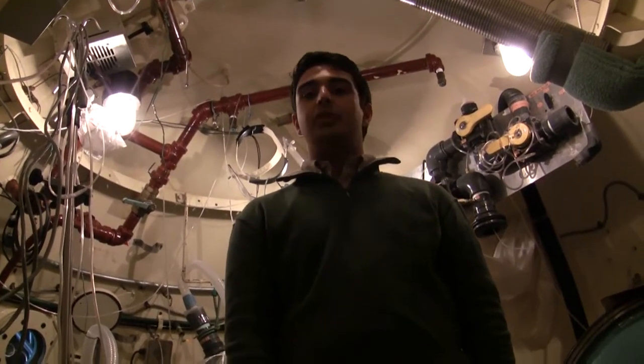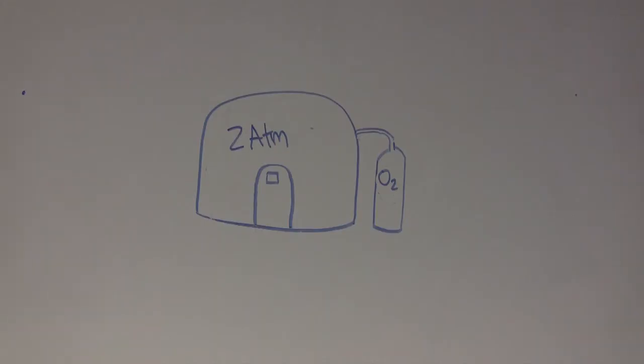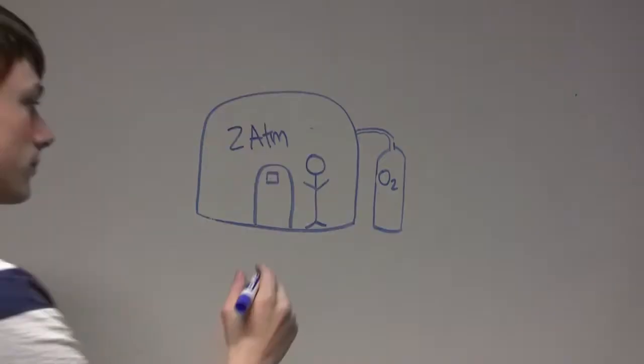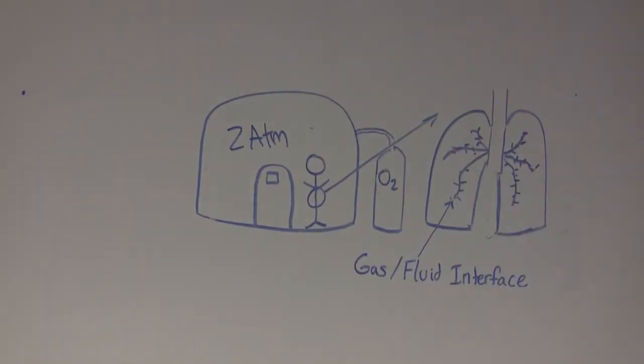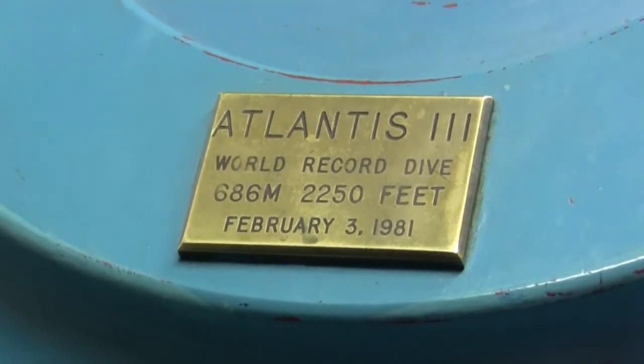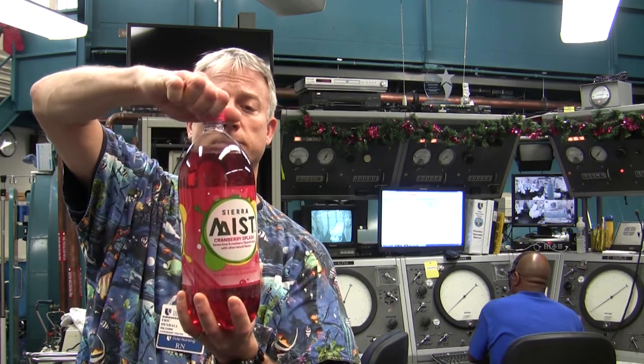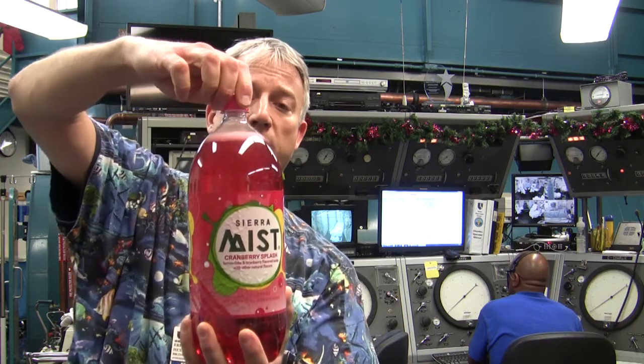Our typical treatment depth is 33 feet of seawater, so we put patients at twice atmospheric pressure, give them 100% oxygen, and the gas fluid interface in the body is in the lungs. So you've got two layers of cells in between the gas in the lungs and the plasma in the bloodstream. And so it acts just like the CO2 on the surface of your soda, dissolves oxygen into the plasma, then it can go places where it wouldn't be able to go otherwise.